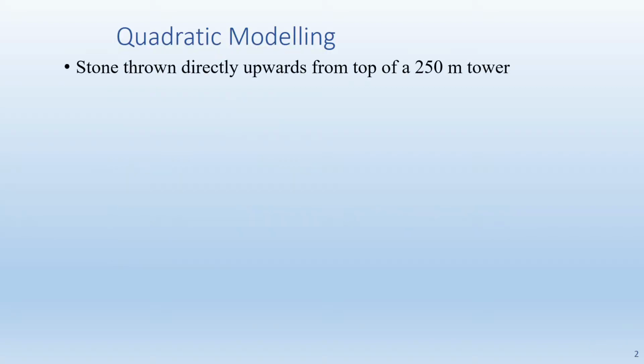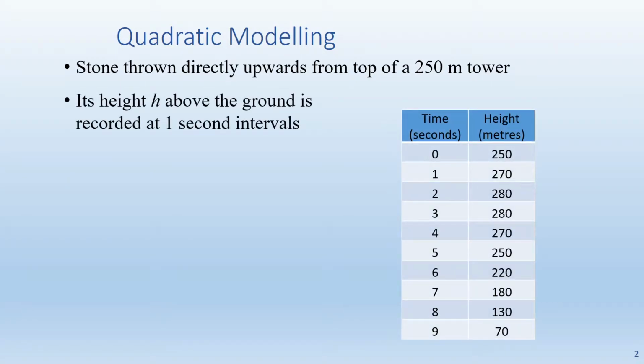Let's start off with this example. A stone is thrown directly upwards from the top of a 250-meter tower. Its height above ground level is recorded at 1-second intervals. When does the stone hit the ground?